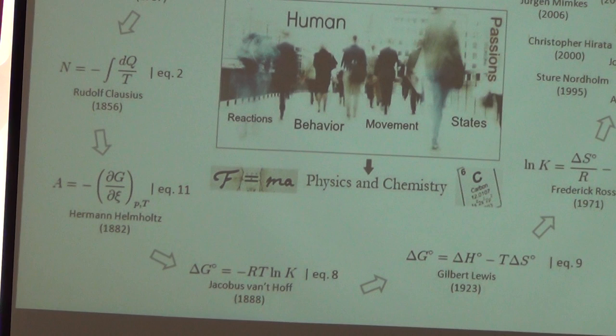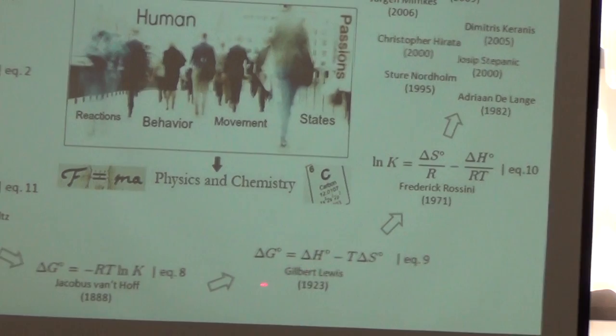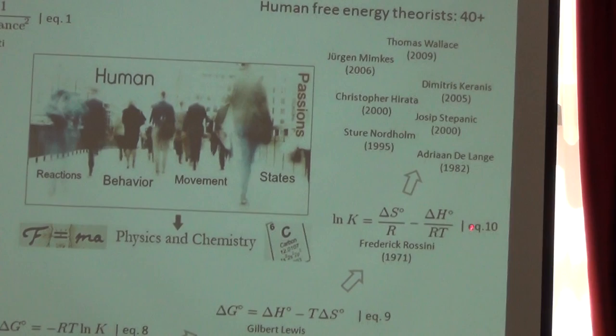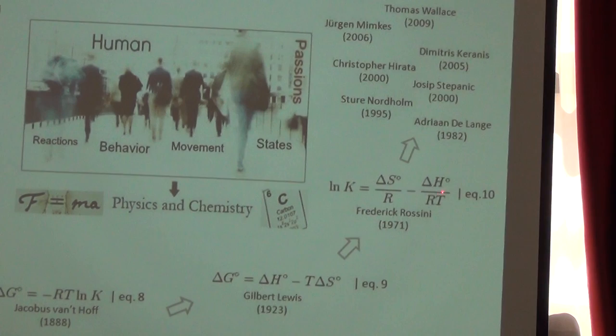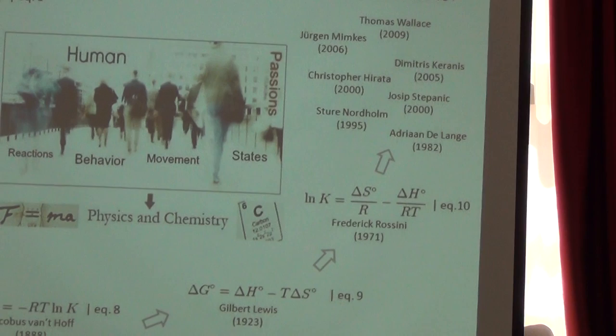So then Rossini says Gibbs and Lewis simplified all this. Lewis trained Rossini, and Rossini in his lecture says we can model society based on this equation. He says this is security. Everybody wants to be secure in your family and in your country, but then you also want to be free. You want to travel. So there's a compromise between these two things.